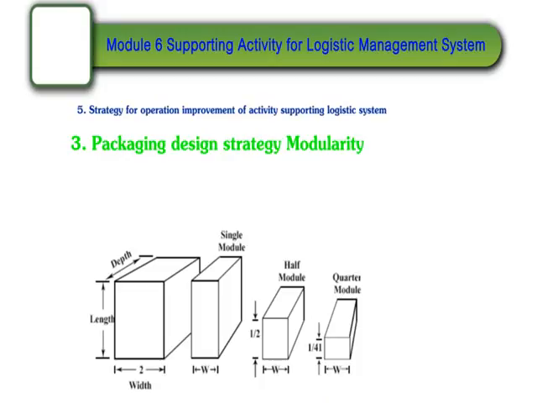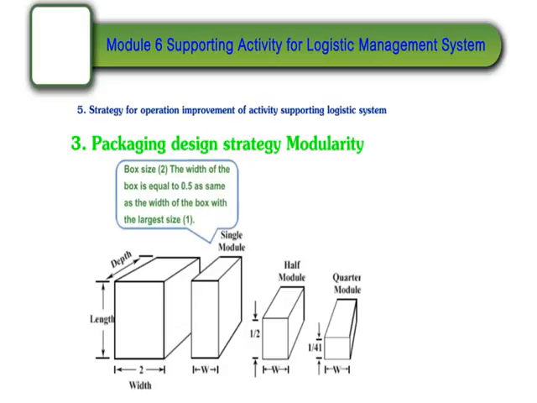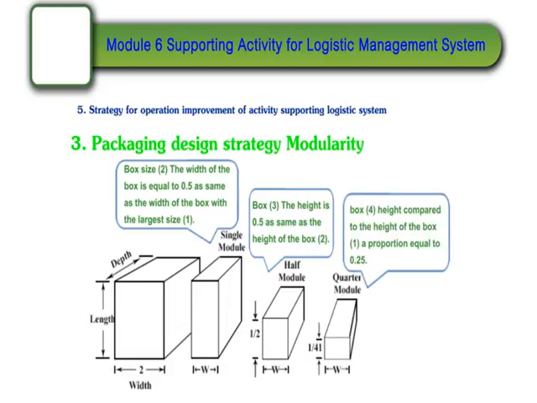The figure shows that package or box design as a standard, which has 4 sizes. Box size 2, the width of the box is equal to 0.5, the same as the width of the box with the largest size, 1. Box 3, the height is 0.5, the same as the height of box 2. Box 4, height compared to the height of box 1, a proportion equal to 0.25.